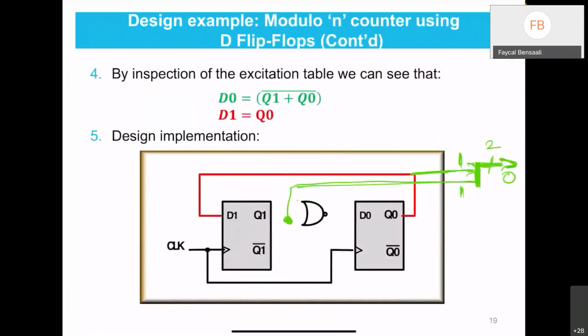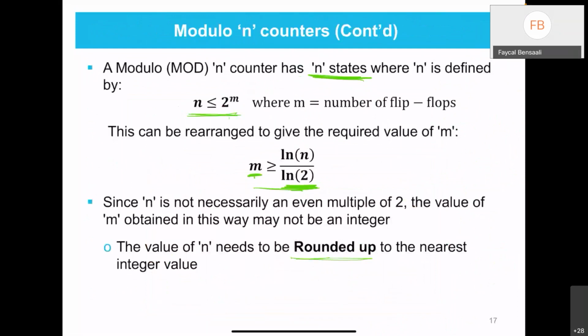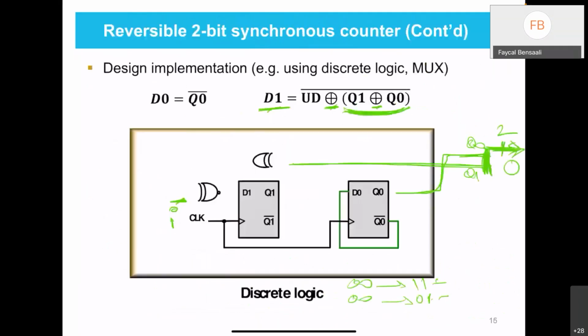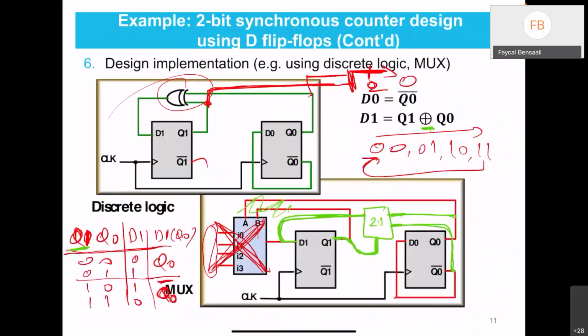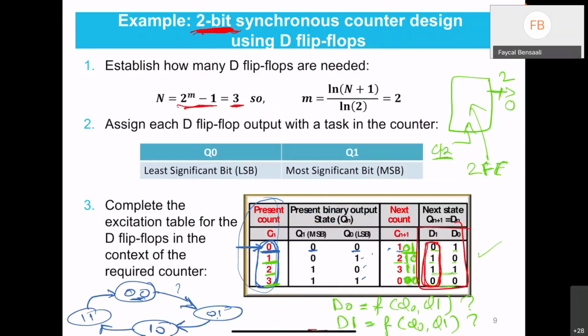Let's do this example, as I told you, with the JK, since we still have some time. Let's do this one to avoid the valid and invalid states, because we will do them as well in the tutorial. This one is a counter that counts up. We want to do it with JK, a 2-bit synchronous counter. So it's clear what we want, yeah?